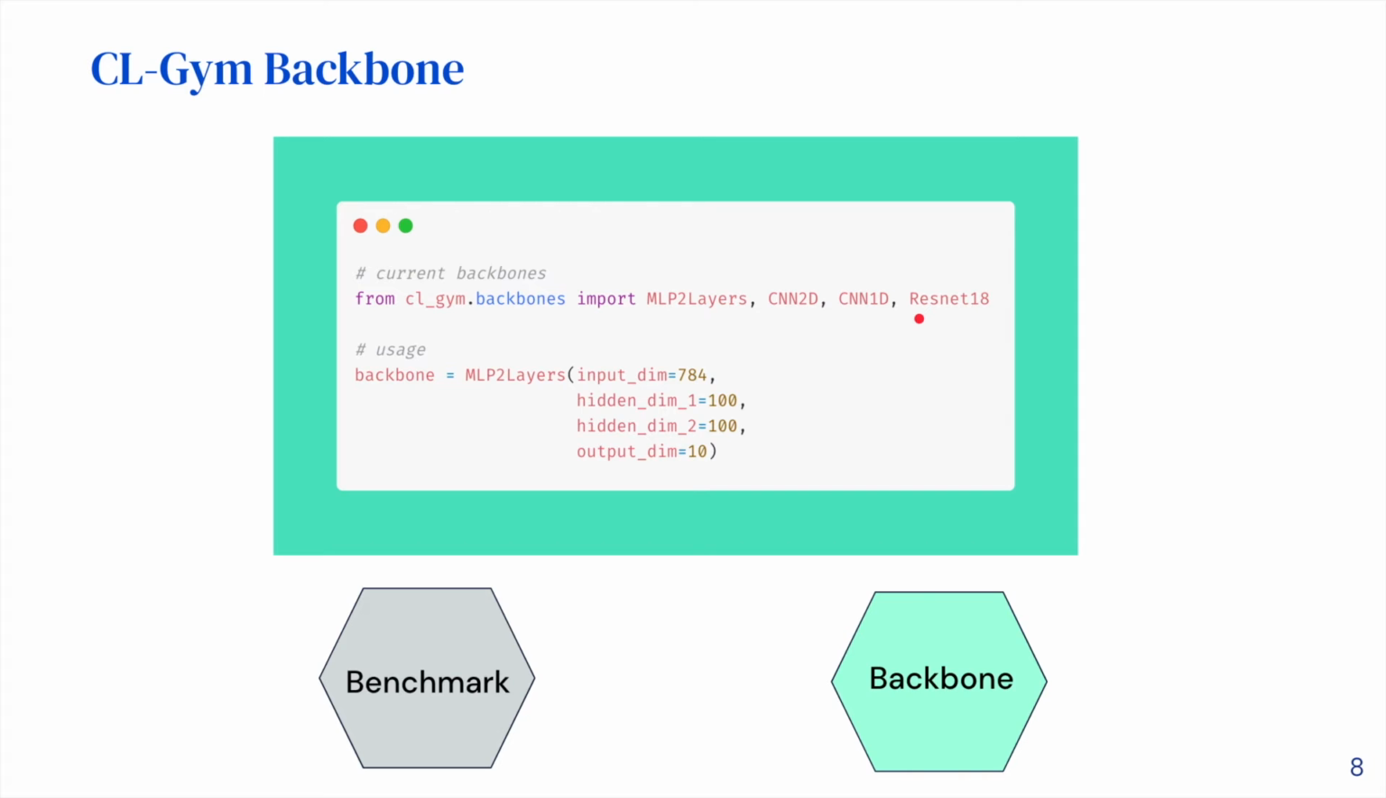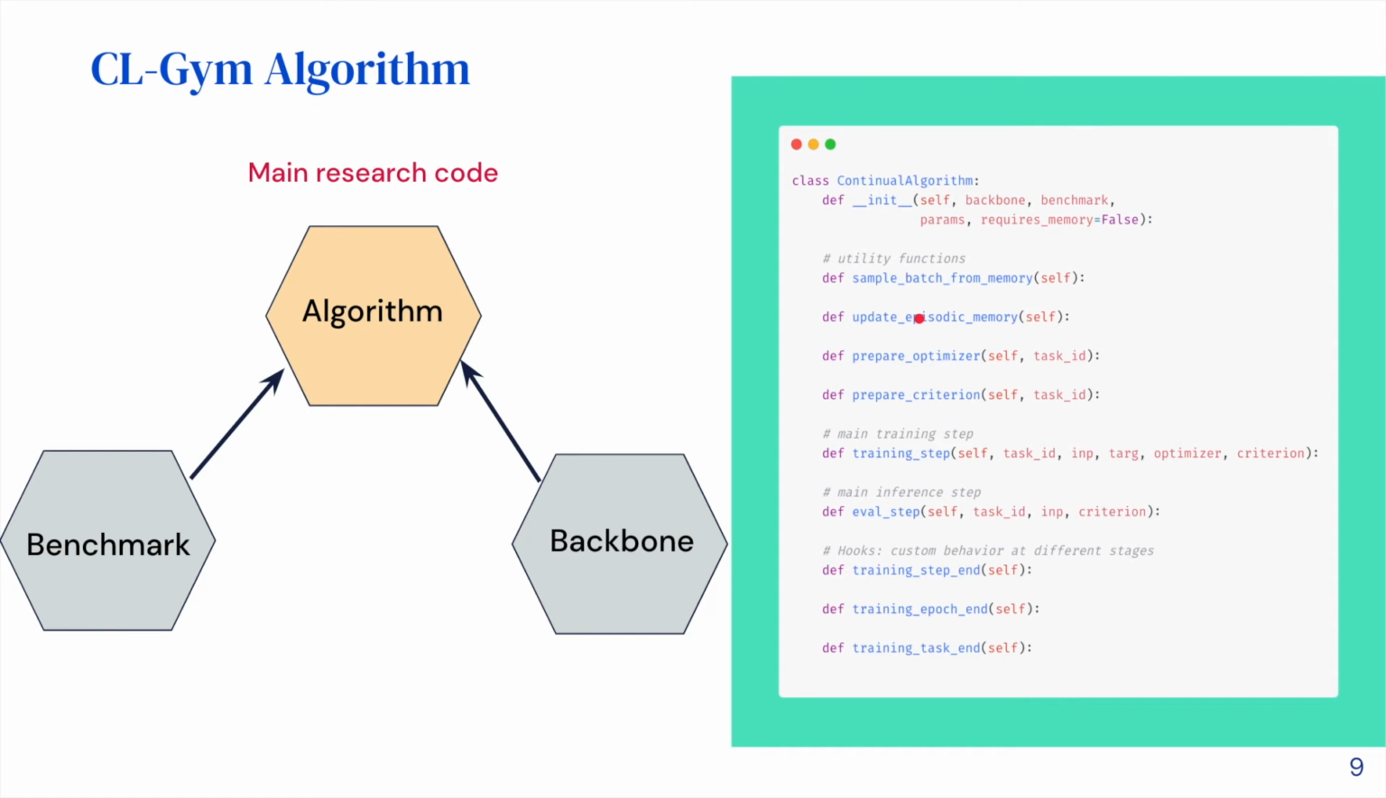The third and most important component is the algorithm component, which is responsible for most of the research code. An algorithm component controls many aspects of training, such as the backward pass, modifying the optimizer, and creating a private memory for the replay buffer. In addition, the algorithm has customizable hooks that can implement customized behavior at different stages of training.